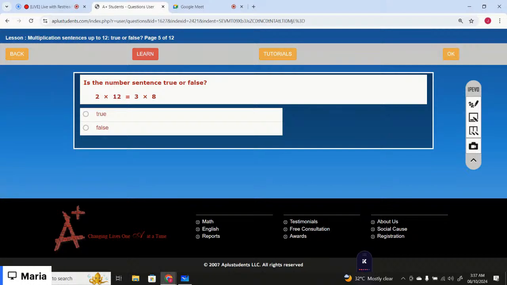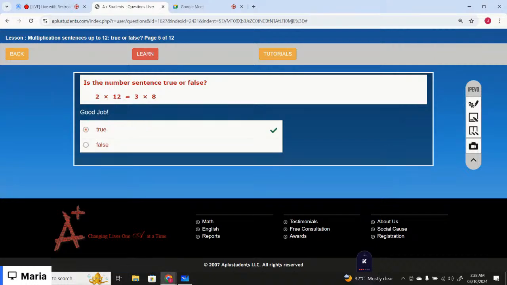Is the number sentence true or false? 2 times 12 equals 3 times 8. So which is the correct option? The correct option is true it is, right? 2 times 12 is 24 and 3 times 8 is also 24. So both sides are exactly equal. True it is.